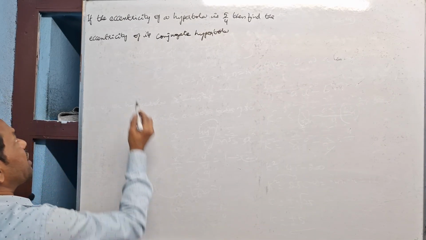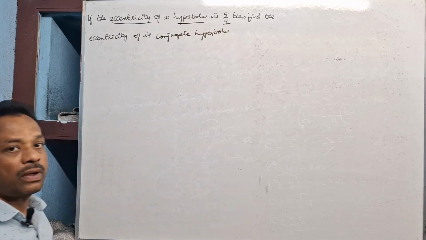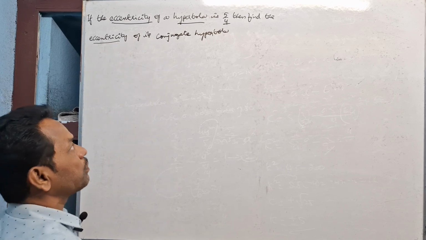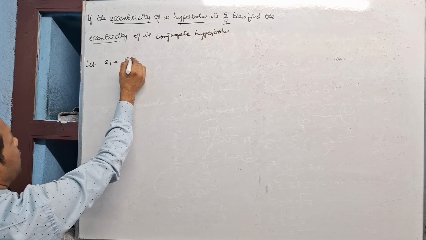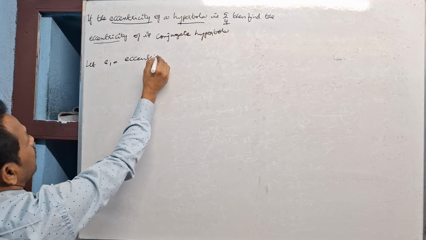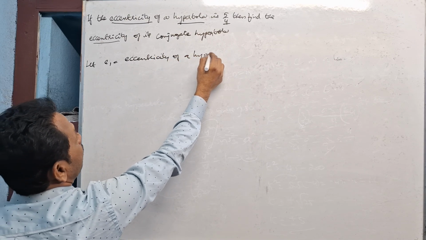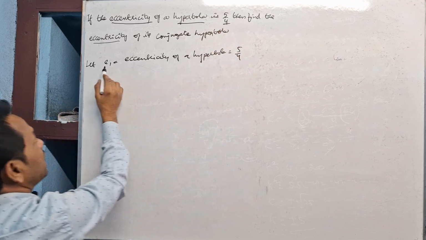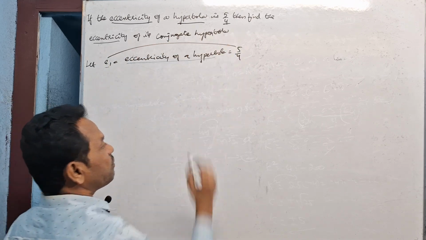Bachcho, in this question it is given that the eccentricity of a hyperbola is 5 by 4 and we need to find the eccentricity of its conjugate hyperbola. So Bachcho, let us take E1 equal to the eccentricity of a hyperbola, and it is given as 5 by 4.